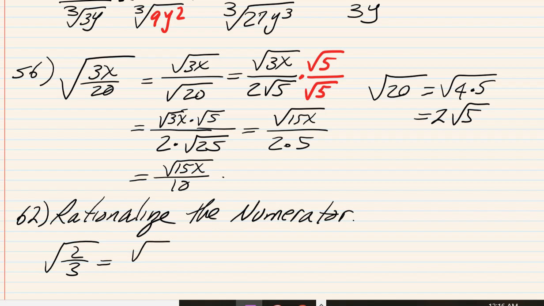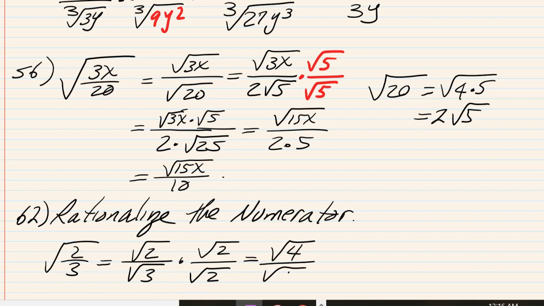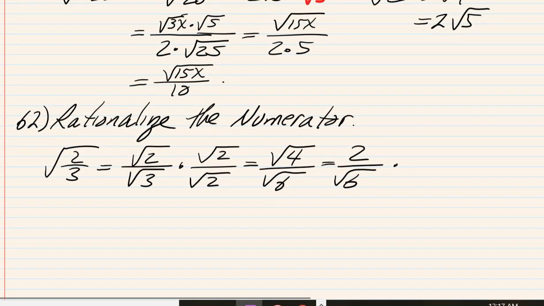First, I need to break it off into two radicals. And again, the focus is on the numerator, right? Let's multiply by root 2, bottom by root 2. That makes it root 4, root 6, and square root of 4 is 2. So there's the answer to this one. 2 divided by root 6.